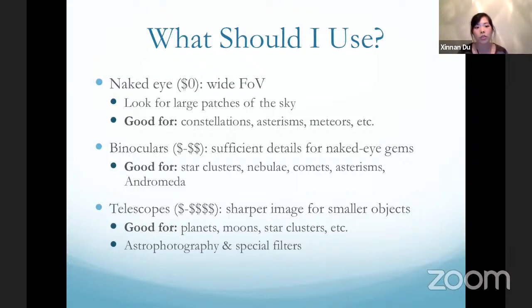And of course, if you want to do astrophotography, where you want to image those targets with special filters, like if you look at the sun and want to see a specific color the hydrogen emits, then you want to use telescopes. And again, depending on what kind of telescope you're getting, it could be pretty cheap or it could be extremely expensive if you want to do professional astronomy.